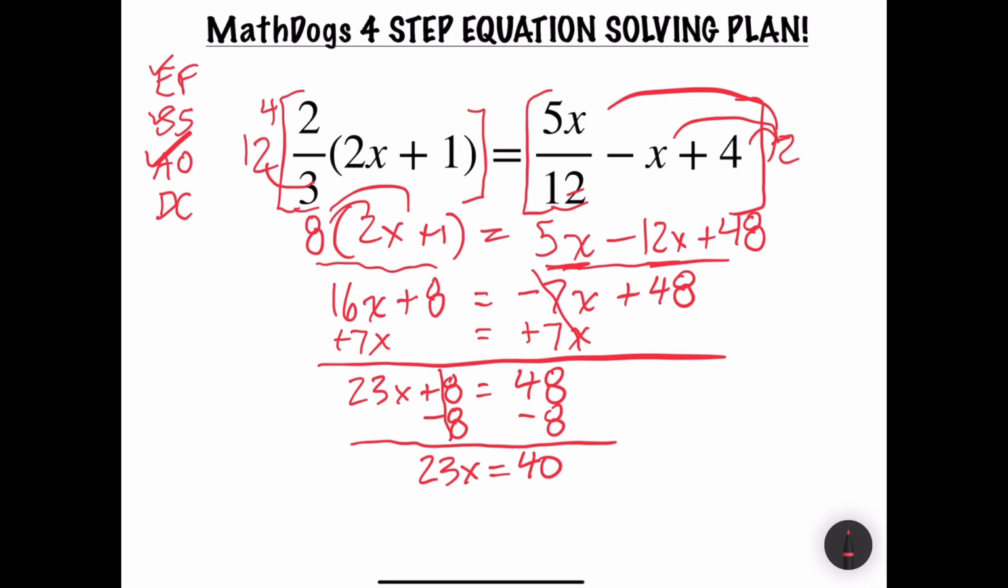Last step. Do I have to divide a coefficient in order to make my variable term have a coefficient of 1? And the answer is yes. I have 23, so I'll divide both sides by 23. 23 divided by 23 is 1x, and 40 divided by 23 is not a clean division, so I'll express the fraction as 40 over 23. And so x equals 40 over 23.